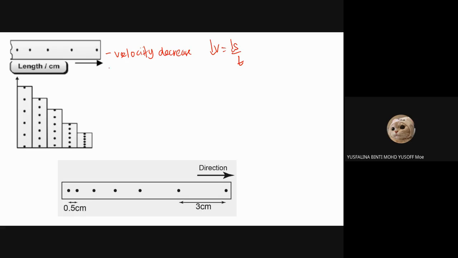So how about the acceleration? Decelerate. Yes, very good, decelerate. So if you want to calculate the acceleration, A should be a negative value. Okay, so let's try for this one. Can you try to calculate the acceleration here using this ticker tape?